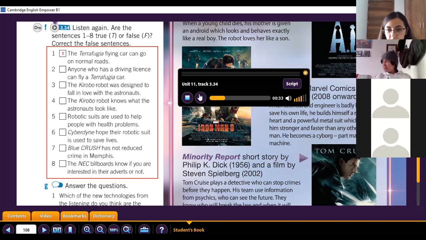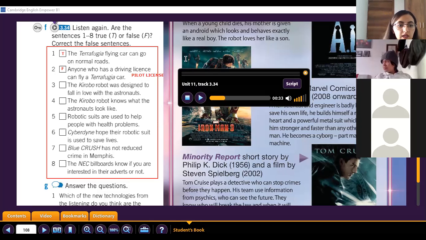False, Patty tells us. Kevin, because you need to have a pilot's license. Very good, Kevin. Kevin gave us also the answer. The whole answer is false because you need the pilot's license, right? Pilot license. Excellent. So let's see what about this Kirobo robot.